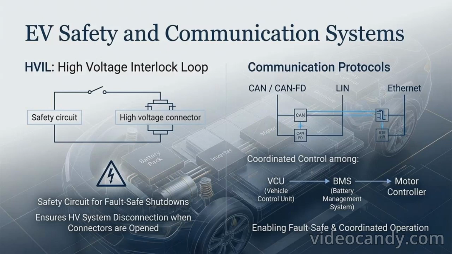The last component set involves safety and communication nomenclature. You will find terms like HVIL, which stands for High Voltage Interlock Loop. It is a safety circuit that ensures the high voltage system is disconnected when connectors are opened. Then we have CAN, CAN-FD, LIN, and Ethernet, which refer to communication protocols used to coordinate various EV components. Battery and motor controllers are labeled as VCU, or Vehicle Control Unit. Similarly, the BMS refers to the battery management system.